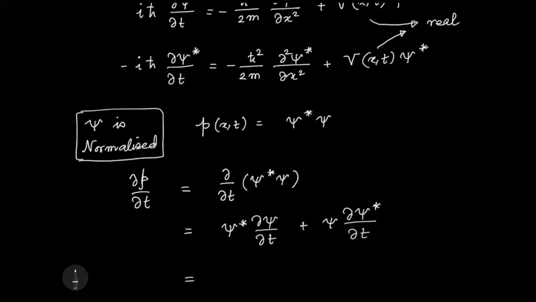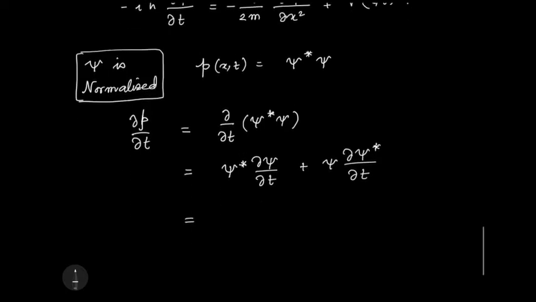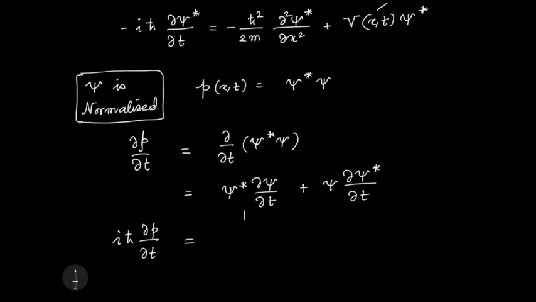Okay. Now let us calculate i h cross del p del t here, which means I multiply both of these by i h cross, and i h cross del psi del t I can replace the right hand side from the Schrodinger equation. So this becomes psi star i h cross del psi del t is minus h cross square by 2m del 2 psi del x2 plus v x t psi.